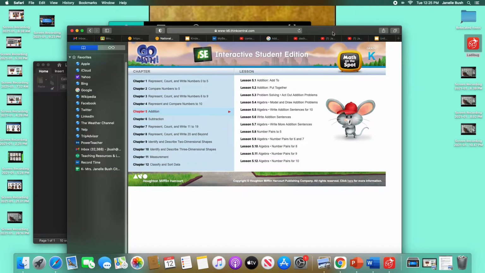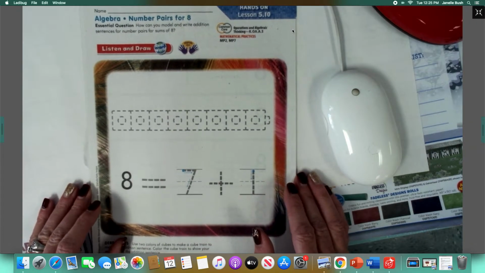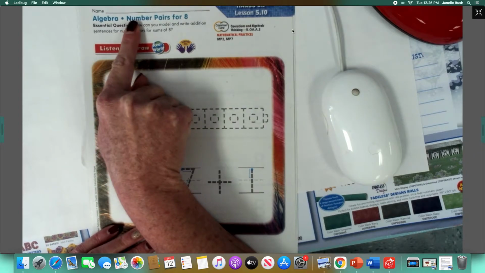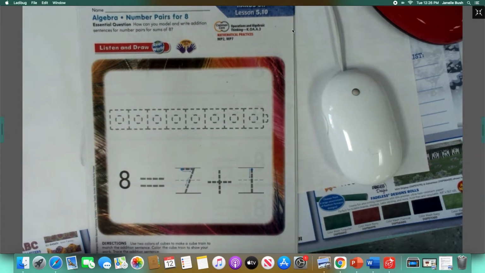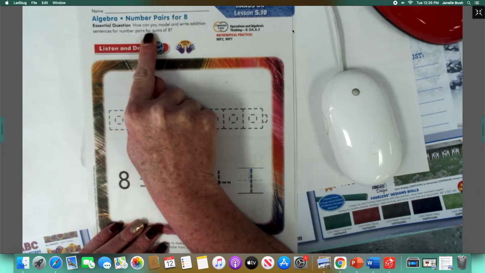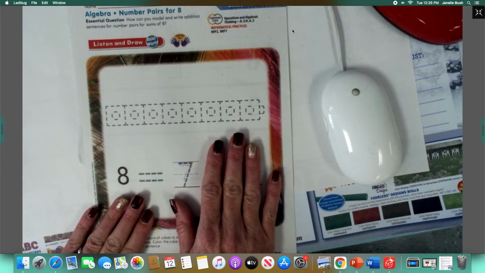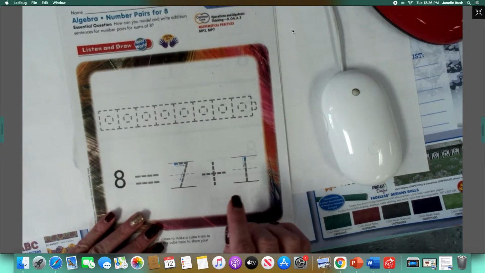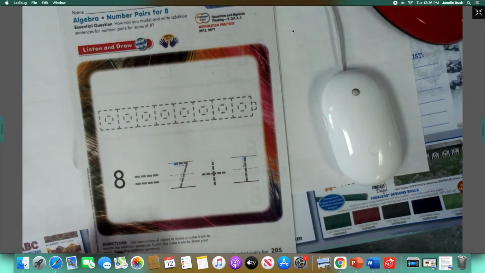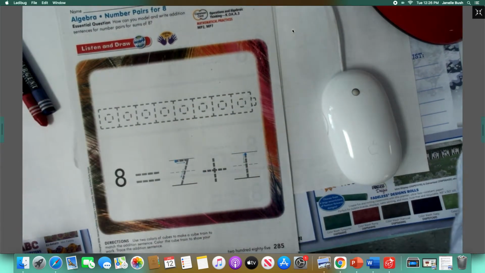All right, everyone. So we are going to switch over to the camera part. Make sure that you've got your worksheet ready. The name of our worksheet today is Number Pairs for 8. So our essential question again today is, how can you model and write addition sentences for number pairs for sums of 8? All right, so what I need you to do is get your sheet, lesson 5.10, and you are going to need a red crayon and a blue crayon, and of course a pencil. So everybody go ahead and get those materials ready. If you need to pause this video while you do that, then you may.